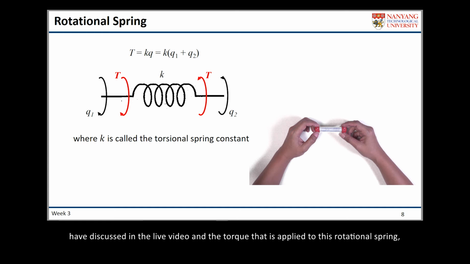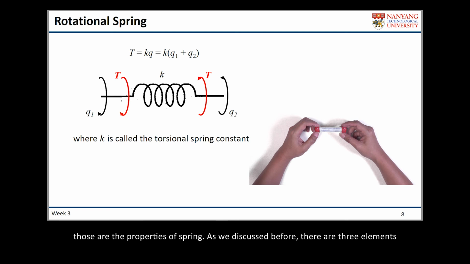And the torque that is applied to this rotational spring, again similar to the translational spring, will be proportional to the relative angular deformation Q1 plus Q2. So the torque here, which I indicated as T, is equal to K times (Q1 plus Q2). Again, of course, this is similar to the translational spring. K here is also the spring constant, but of course, what we have here is a torsional spring. Okay, so those are the properties of spring.